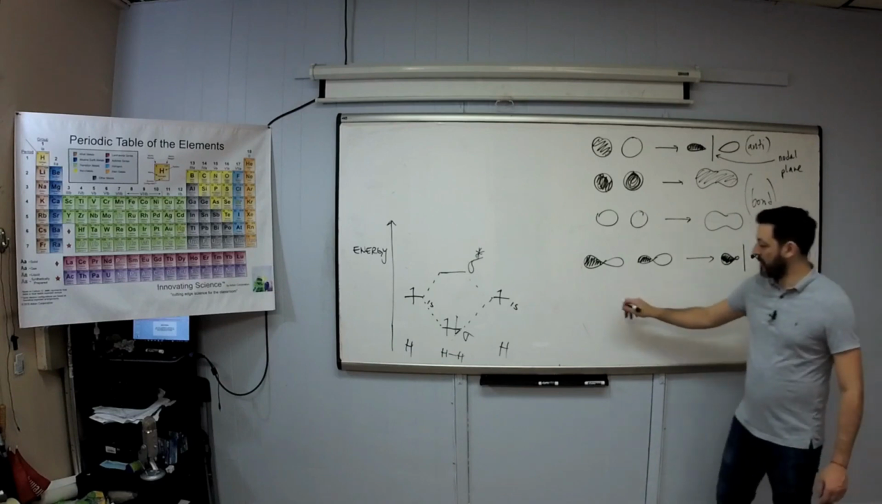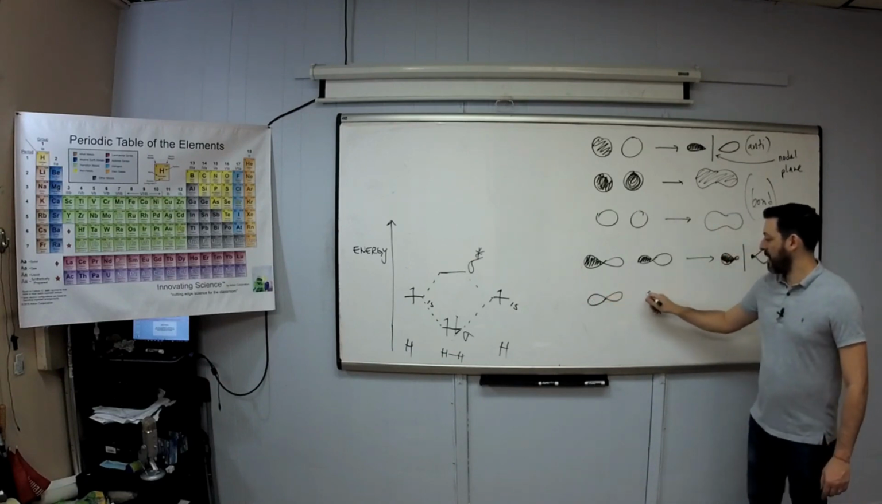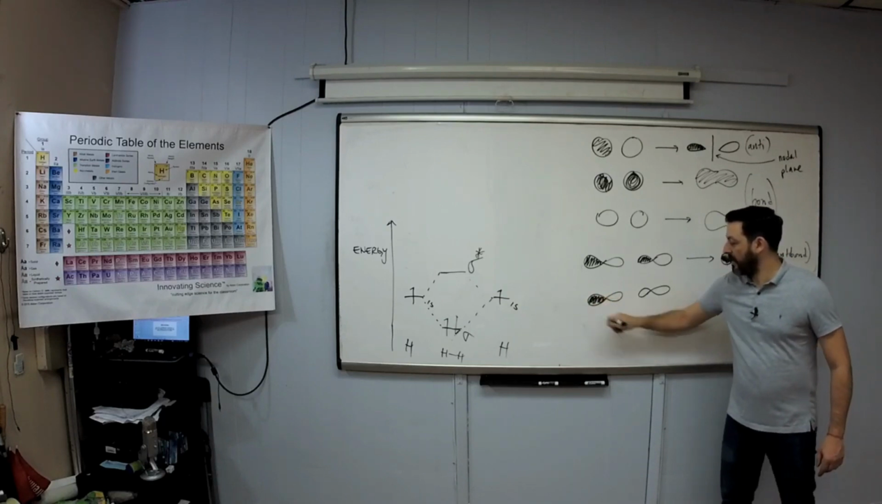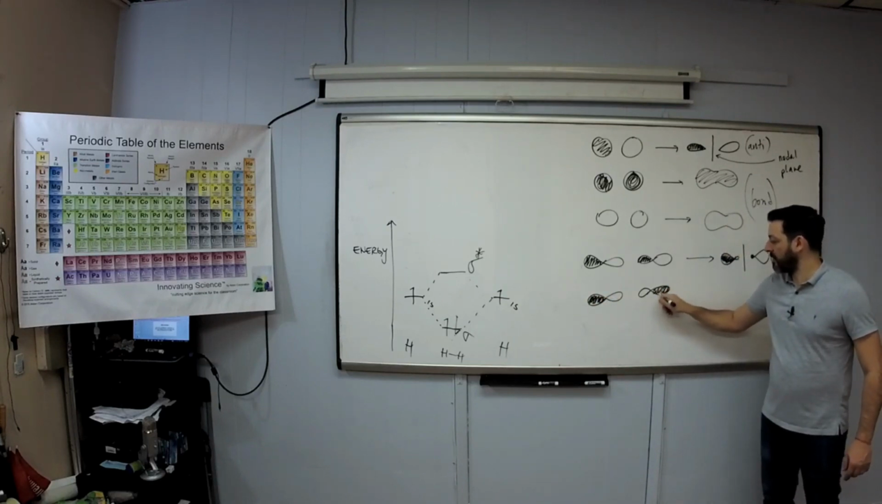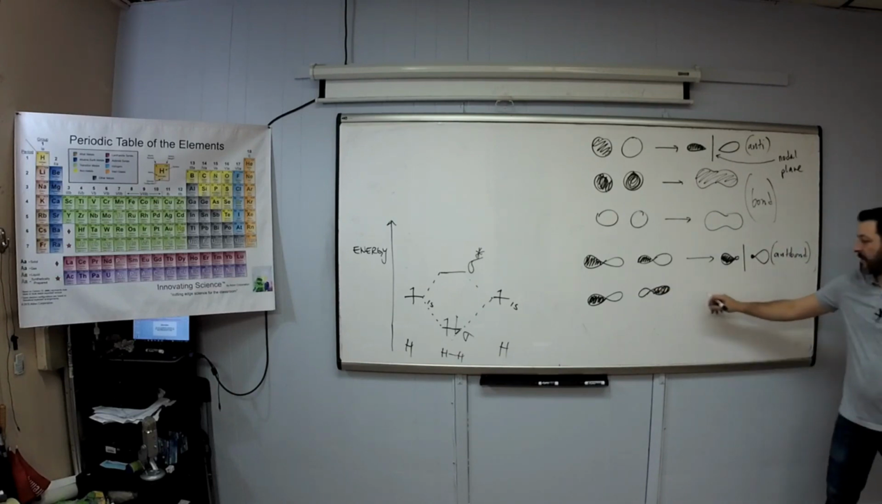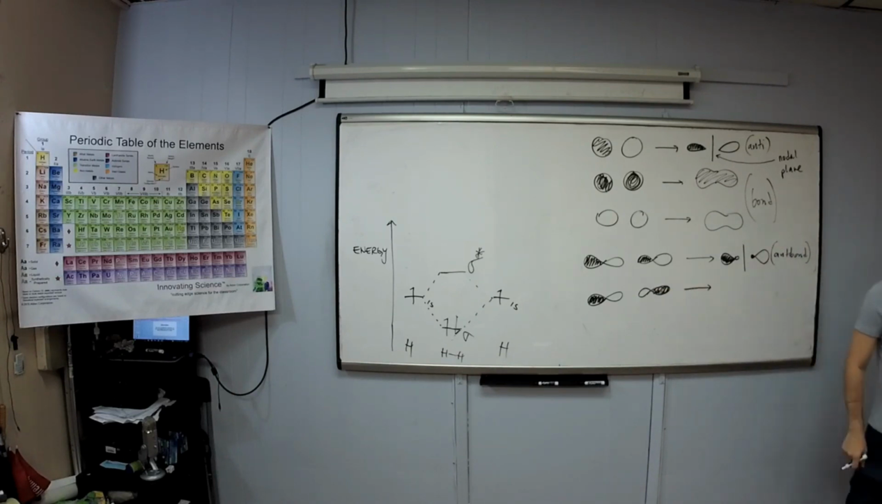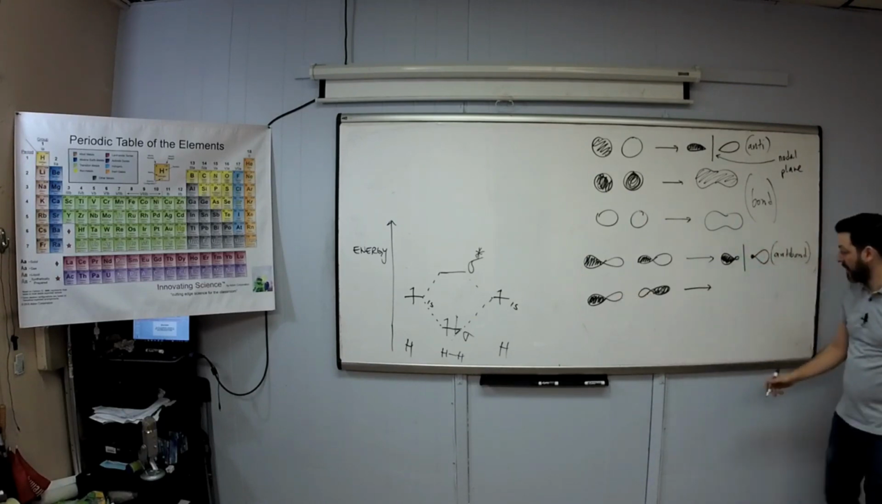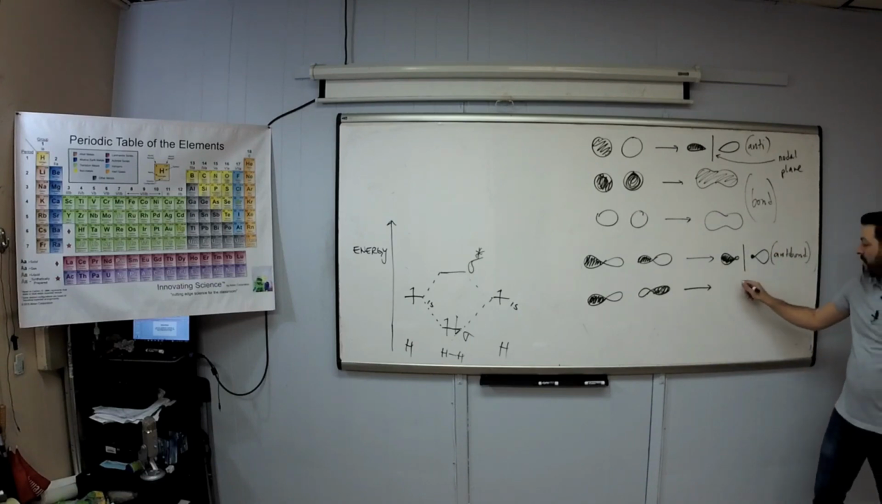What if they approached each other like this? Same way, except this one was shaded on the left and this one was shaded on the right. Now what? What would this do? Bonding or anti-bonding? This would definitely be bonding because the unshaded lobes would bind. And look what it would look like.